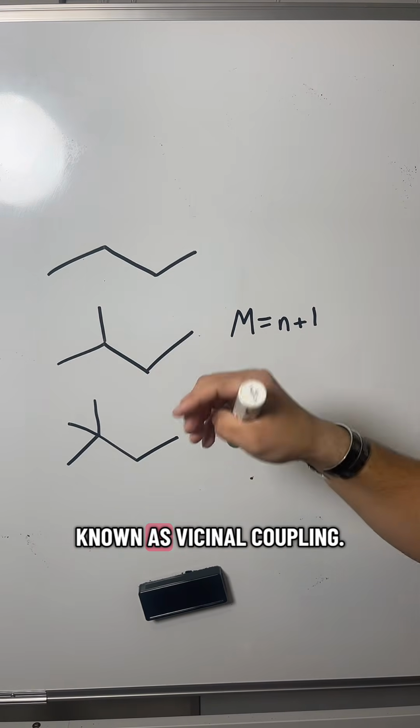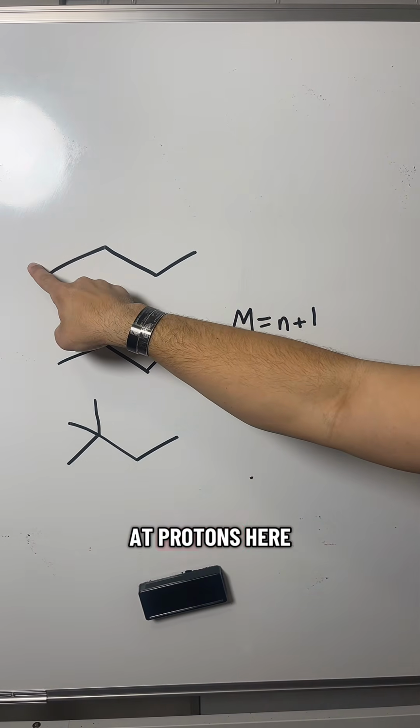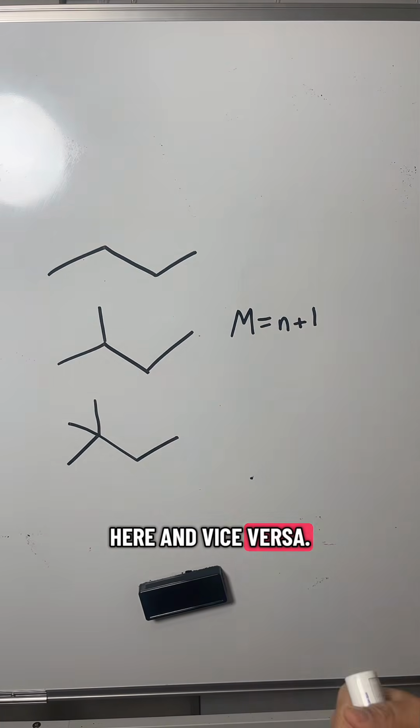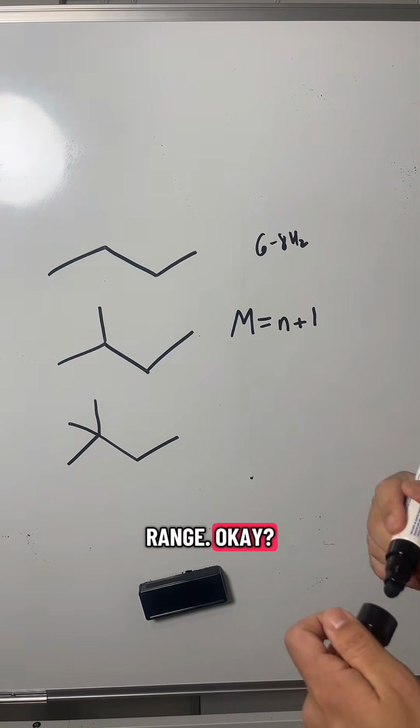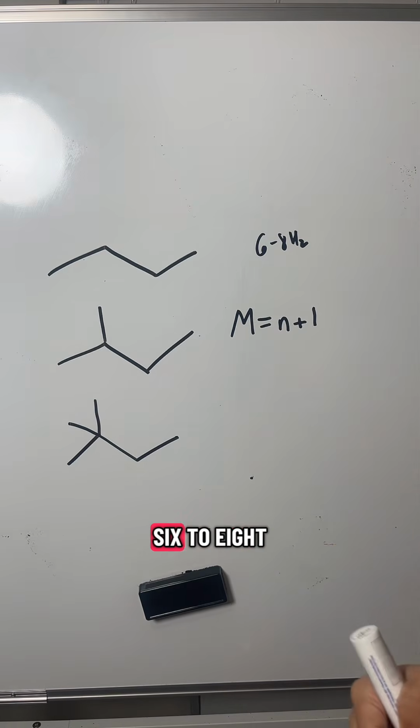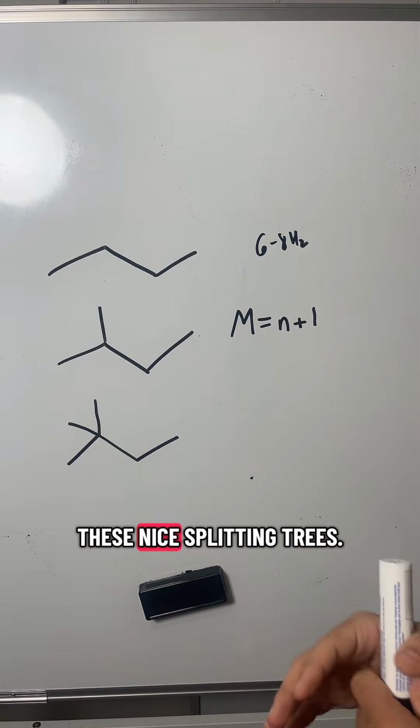Now this is known as vicinal coupling, because we're looking at protons here, coupling to ones here, and vice versa. And that's usually in the 6 to 8 hertz range, okay? So this would be all roughly 6 to 8 hertz apart, and that's why they give us these nice splitting trees.